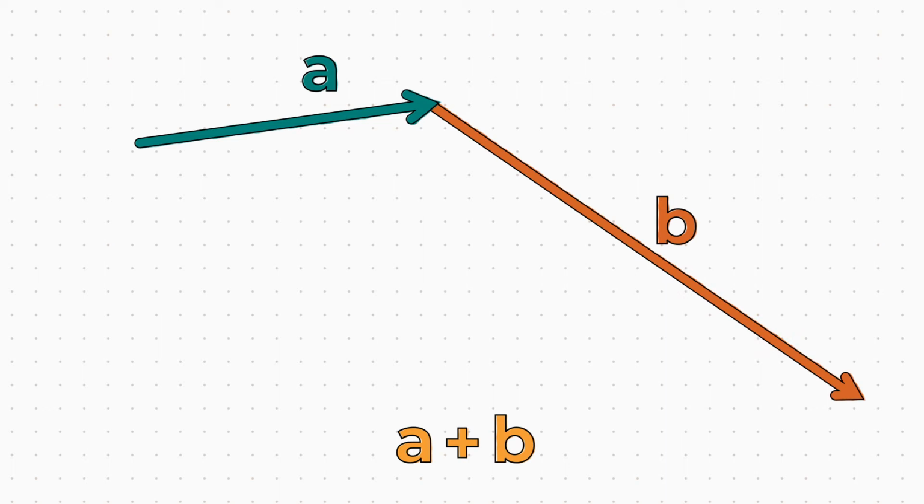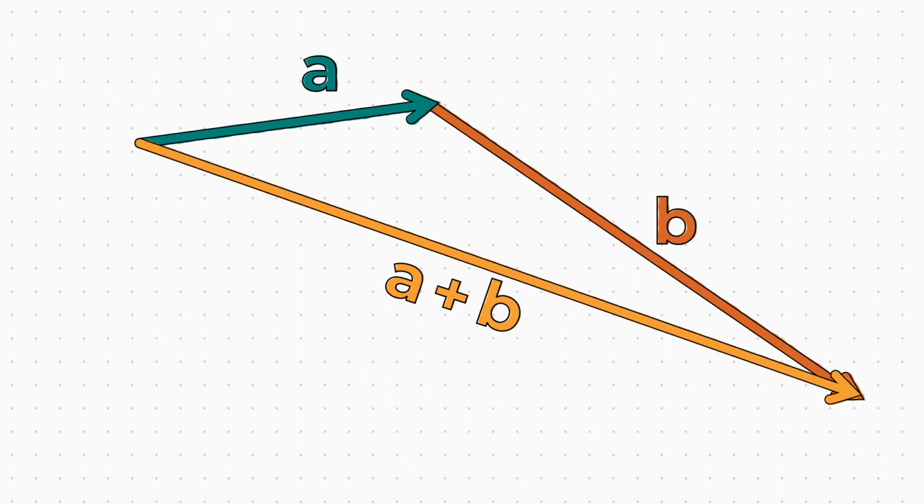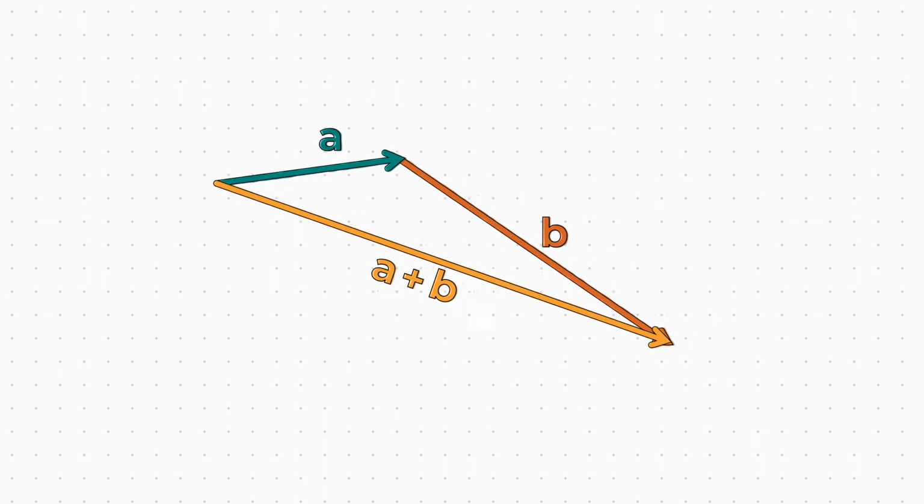The addition of A and B together, however, would create a new vector, which we draw by joining the tail of the first vector to the head of the last vector, like so. That's how we add using vector arrows. But let's look at the actual number values of these vectors.